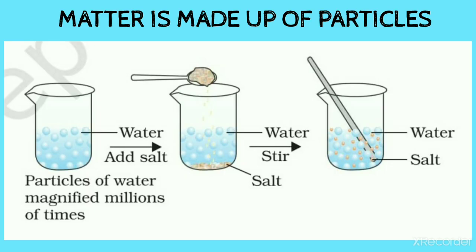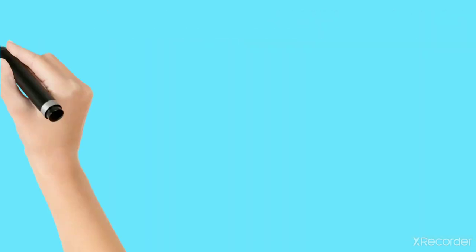We observed that there is no change in the water level, because matter is made up of particles, and the sugar particles settled down in the spaces between the particles of water. So we conclude that matter is made up of small particles.